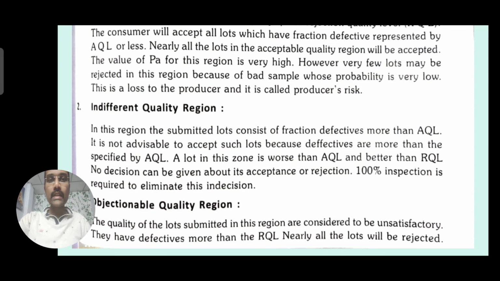So no decision can be given on its acceptance or rejection. It should be kept aside. Should the lot be accepted or should it be rejected? For this case, it is better to go for the 100% inspection process. So 100% inspection is required to eliminate this indecision. After that we can decide to accept the lot or to reject the lot.